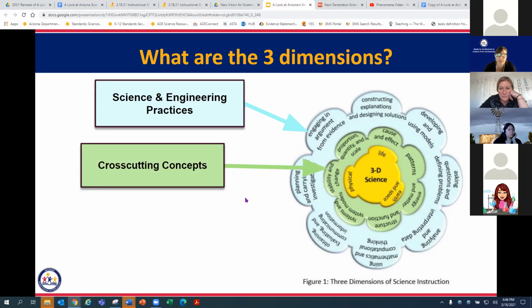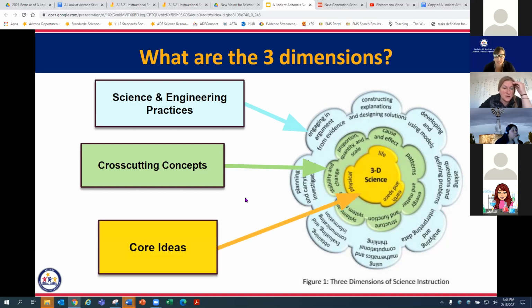These are tools that we provide to students, like cause and effect, looking at patterns, energy and matter, systems and system models that help us gather more information and say, let's look through that lens and look for some connections or patterns. So this is another layer of how we engage students.